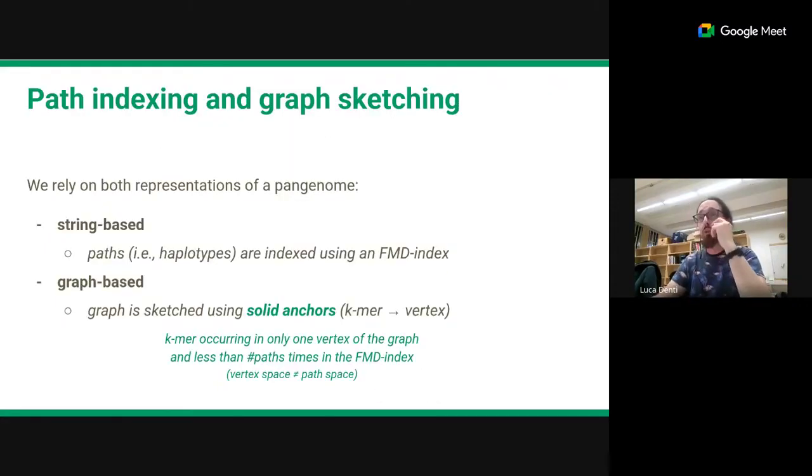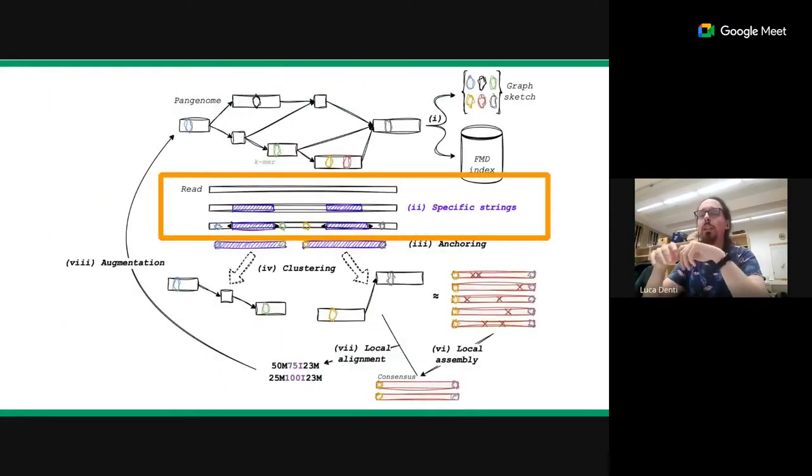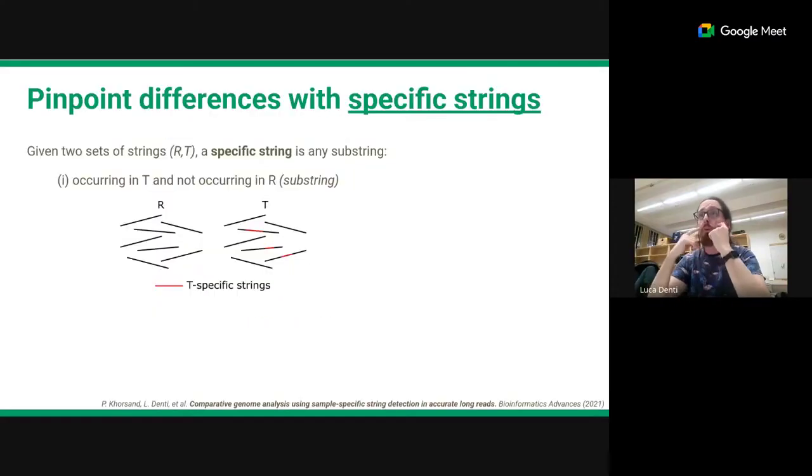Okay, so this is the first step, the data structure on which all the approach is based mostly. And the second step is how we can pinpoint the differences between the reads and the graph. So I have the graph, I sketched it, I have the index, and I have the reads that may contain new information, new portions that I should include in the graph. And to pinpoint differences, I use these specific strings that we introduced a few years ago.